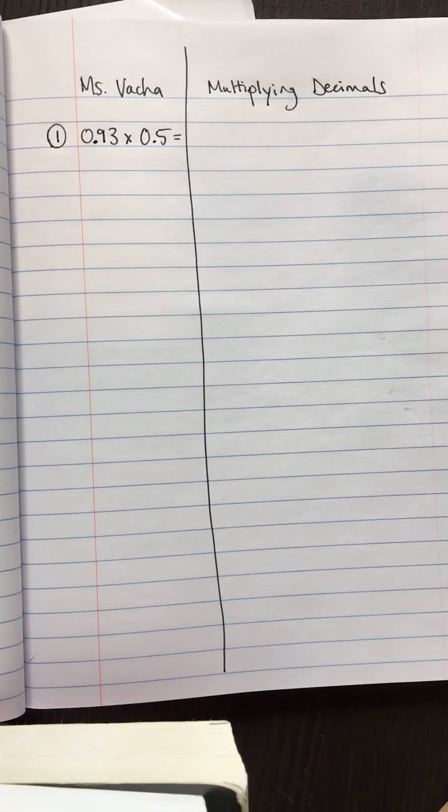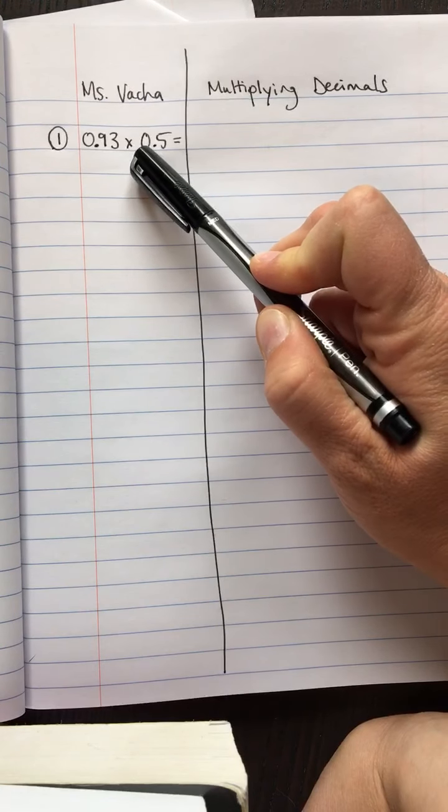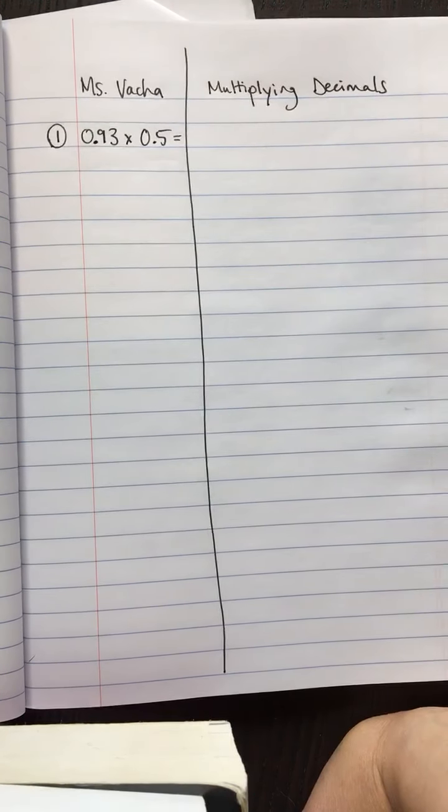All right, our first problem that we are going to do together is 93 hundredths times 5 tenths. I would like for you to pause the video and do this on your own and then come back and check. So go ahead and pause the video.